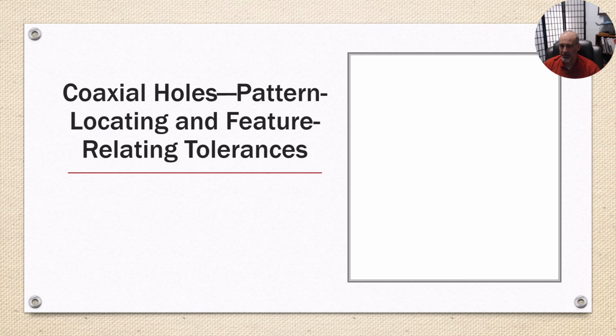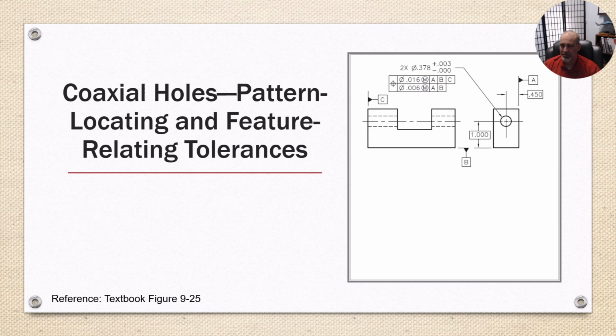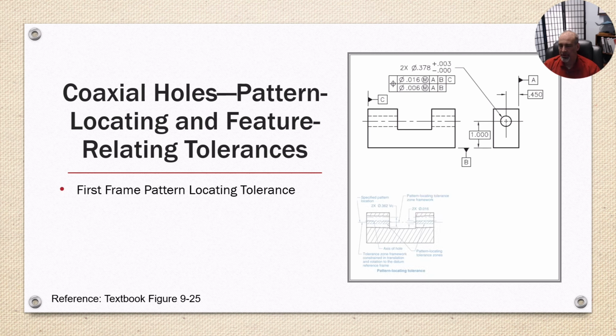Coaxial hole patterns, locating and feature relating tolerances. So here's another example. The first frame, the pattern, is the locating tolerance. So it's going to locate the zone, constraining the translation and rotation to the datum reference frame. And the pattern has a locating zone, and it's the same on both holes. And it specifies the pattern location and the pattern tolerance zone framework.